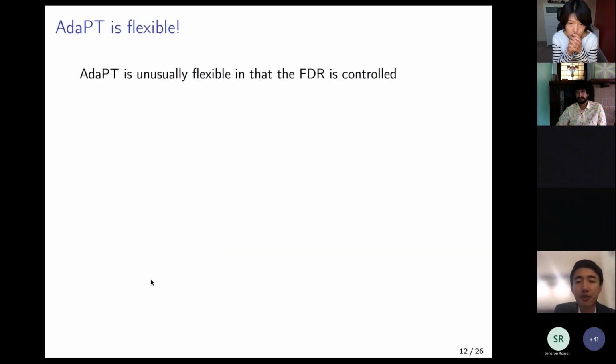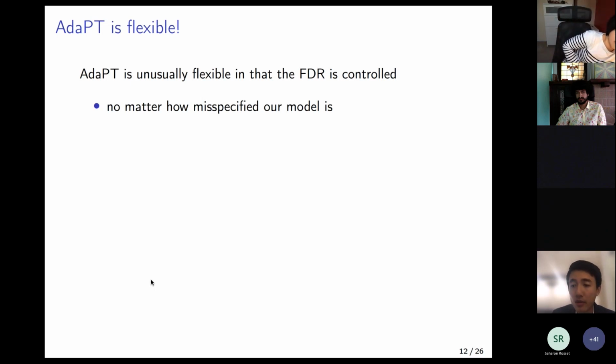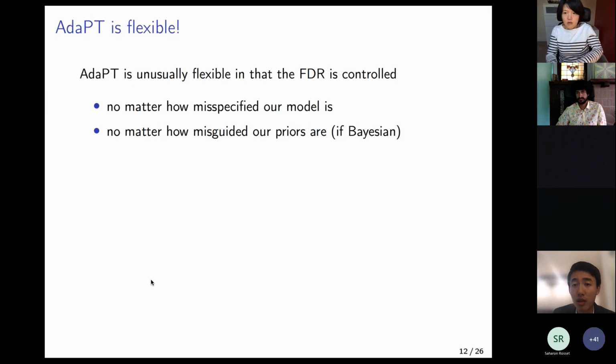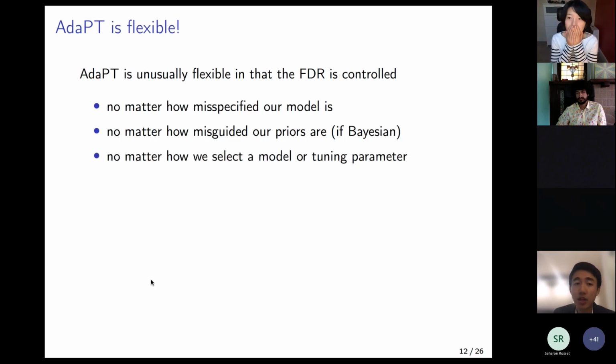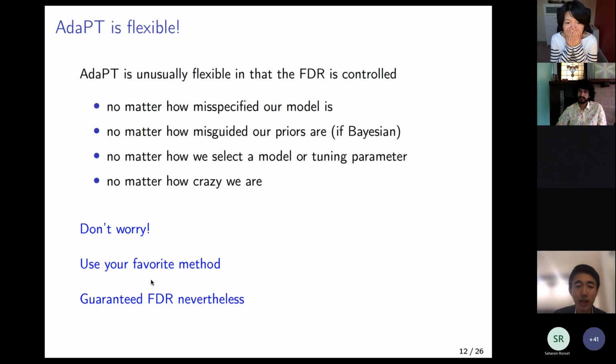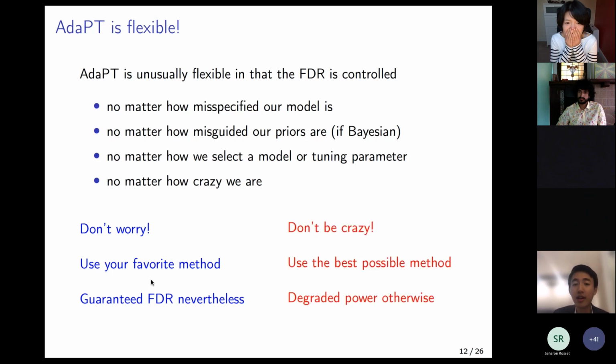I want to further emphasize that AdaPT is unusually flexible in that the FDR is controlled no matter how misspecified our model is, no matter how misguided our priors are if we are using a Bayesian method, no matter how we select the model or tuning parameter, and more importantly, no matter how crazy we are. So don't worry, use your favorite method. You will always have guaranteed FDR control. But there's never a free lunch. The other side of the story is, don't be too crazy. You should always use the best available method. Otherwise, the power will be degraded.